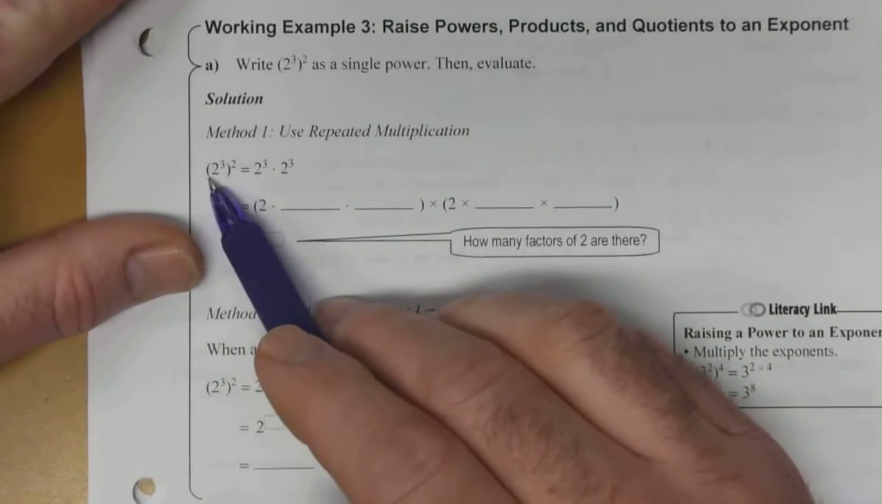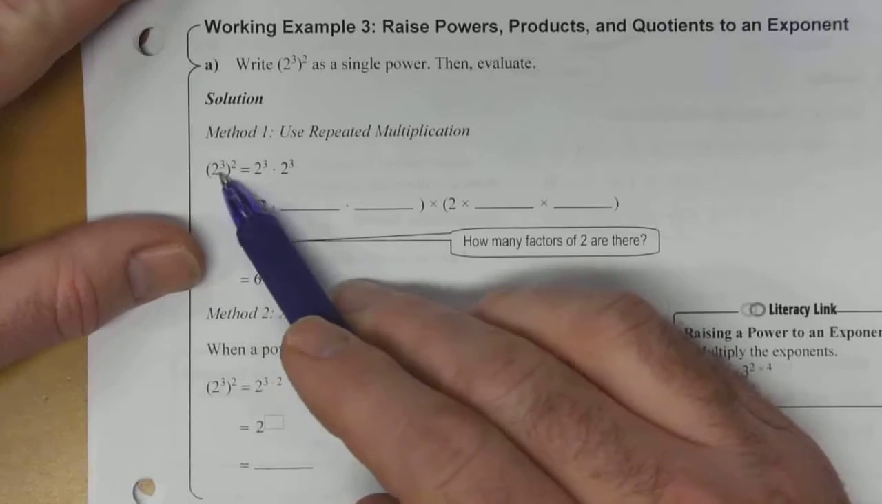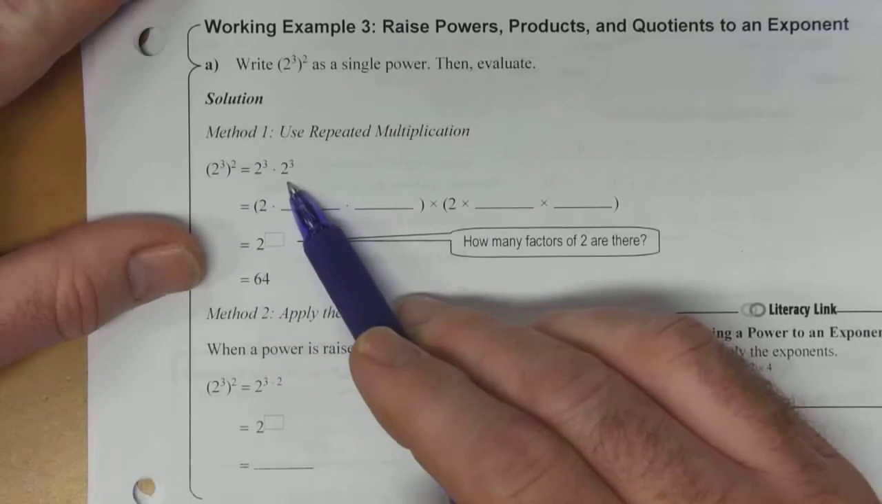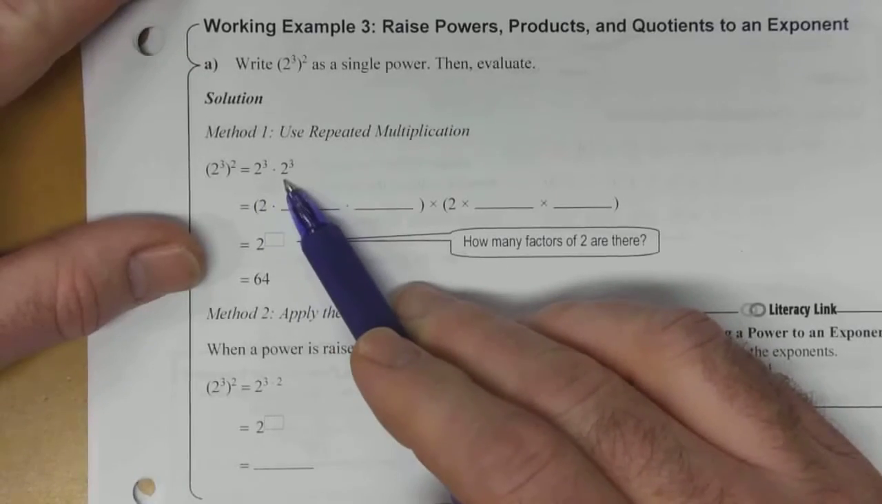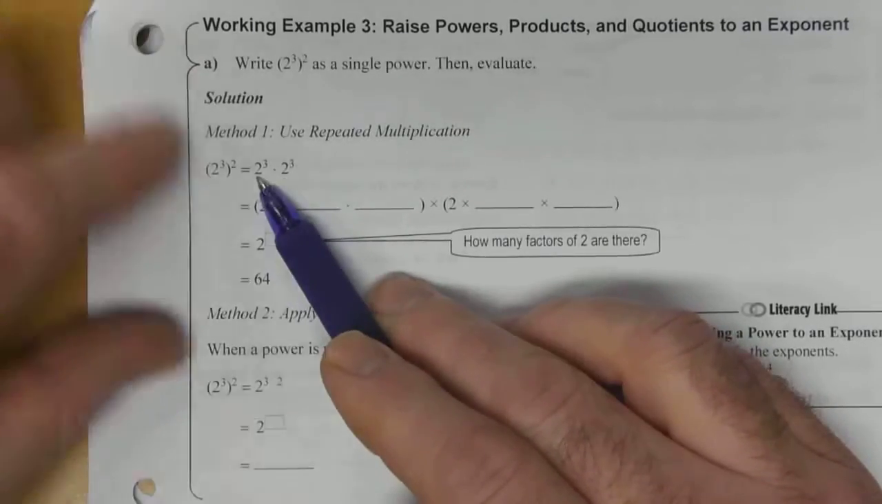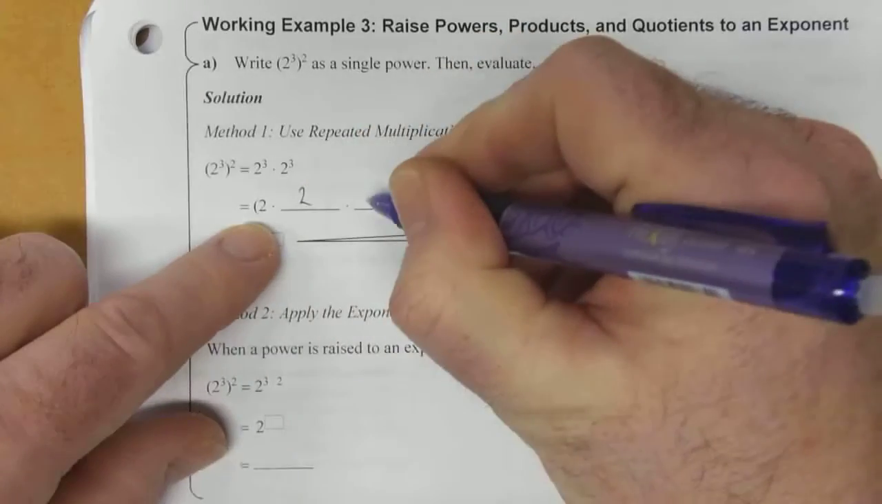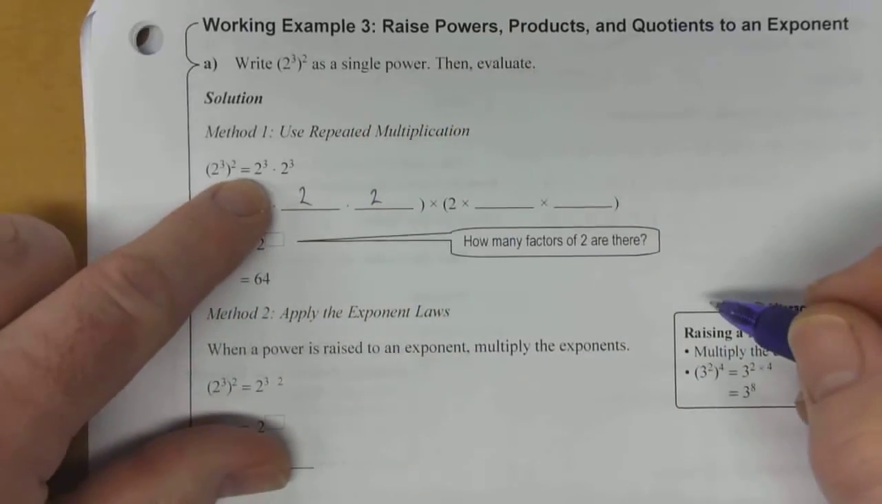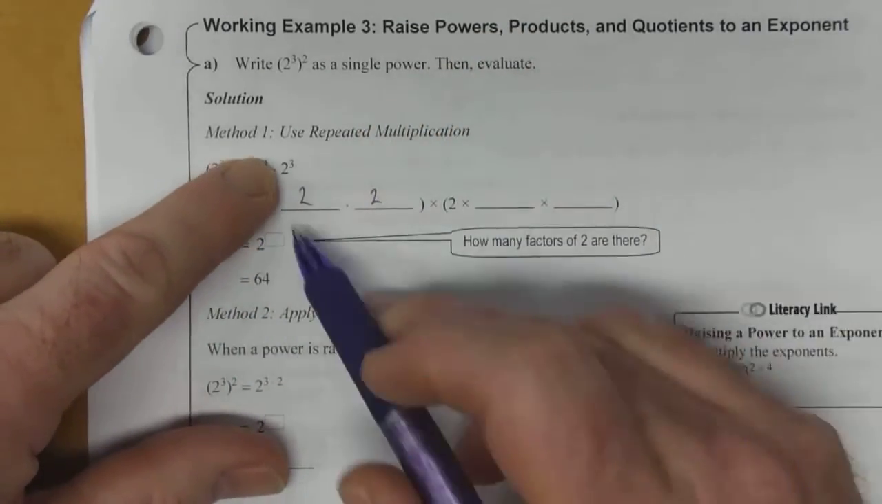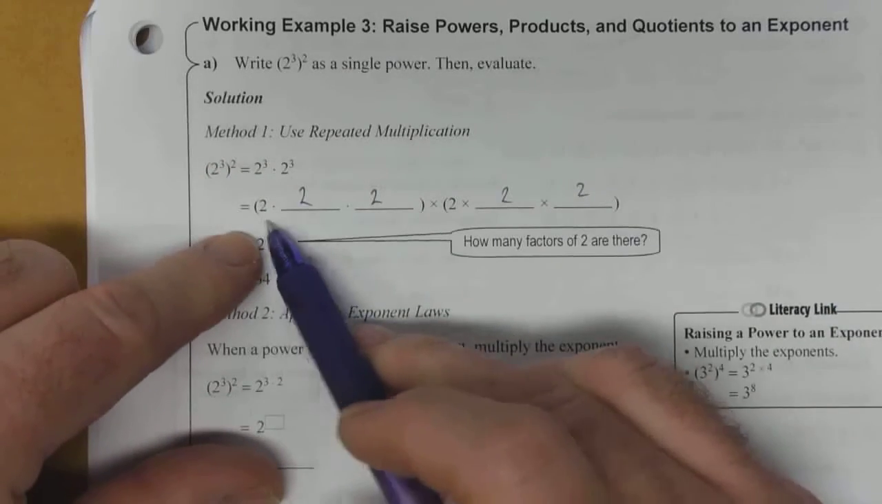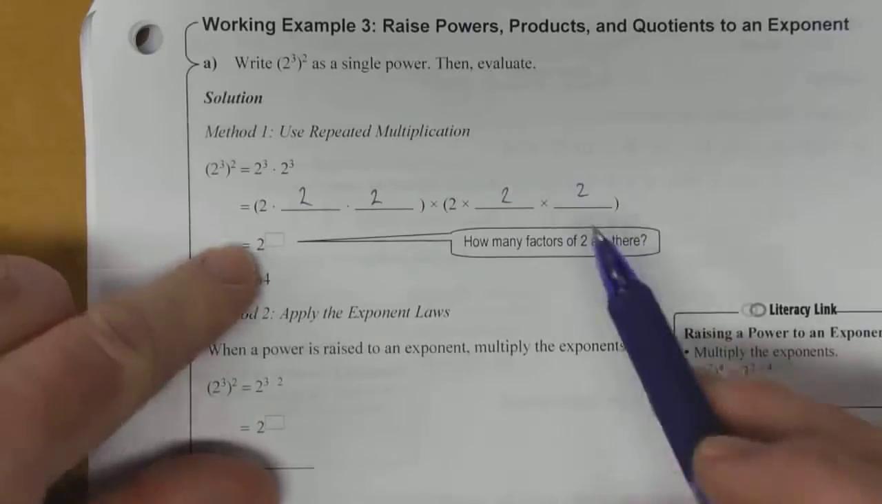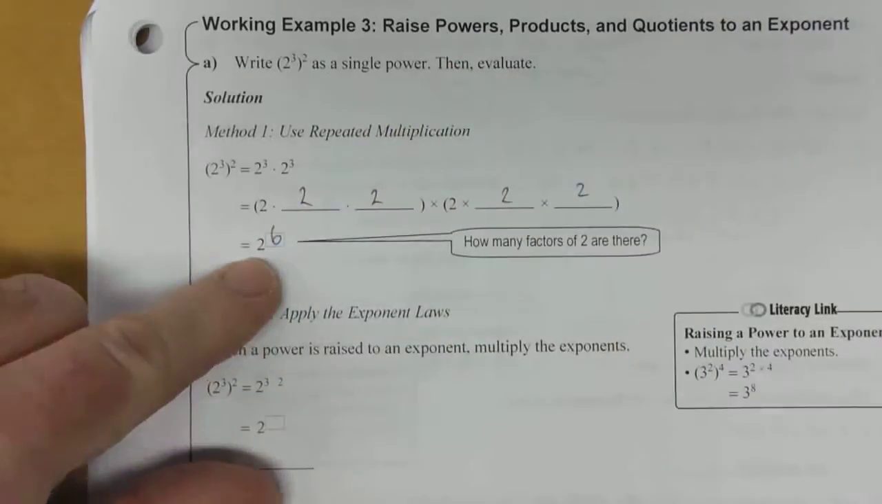So let's take a look at this. 2 to the third all squared can be written as 2 to the third times 2 to the third. It's multiplied twice. Then each of those can be broken down even further. So the first one becomes 2 times 2 times 2. The second one is 2 times 2 times 2. And if you add it up, 1, 2, 3, 4, 5, 6 2's. So this becomes 2 to the 6th power.